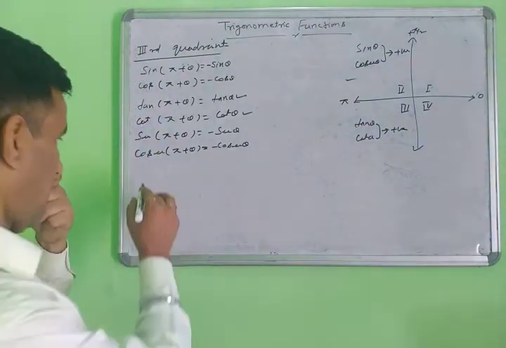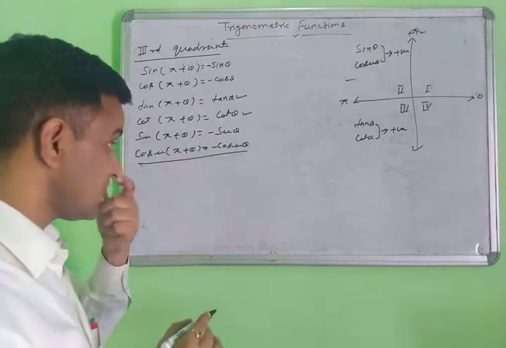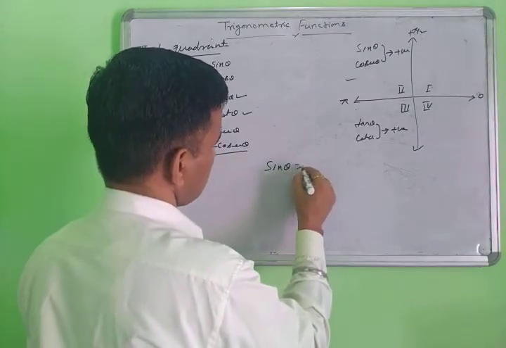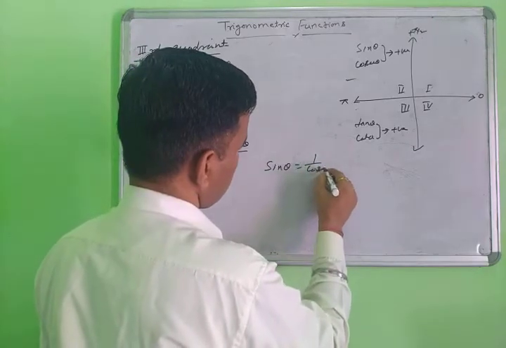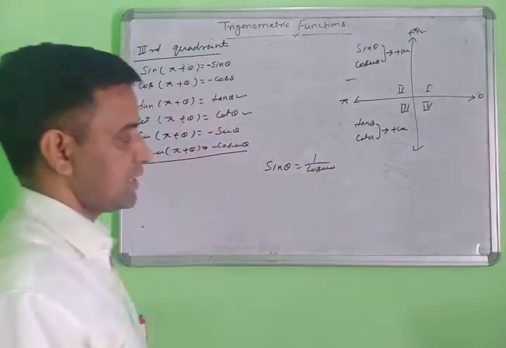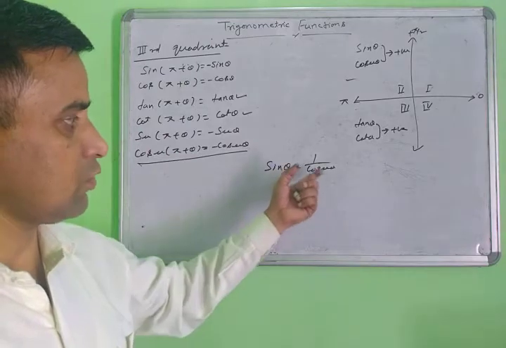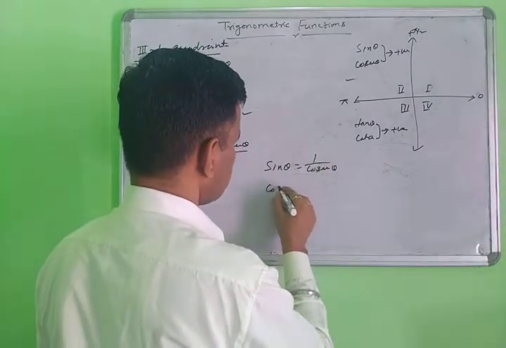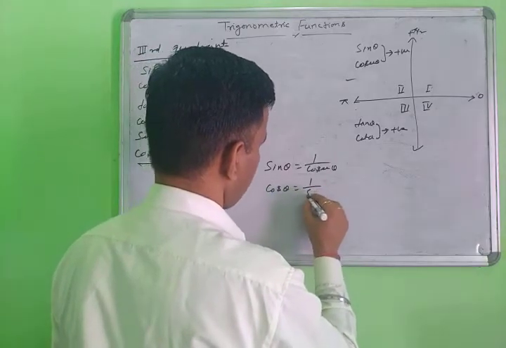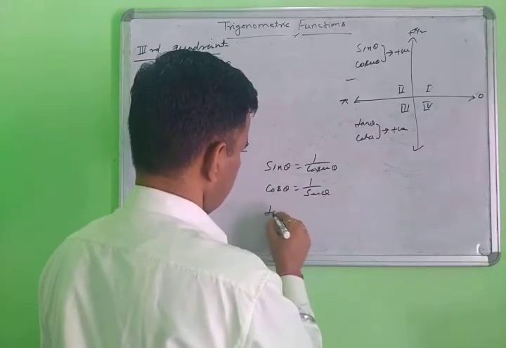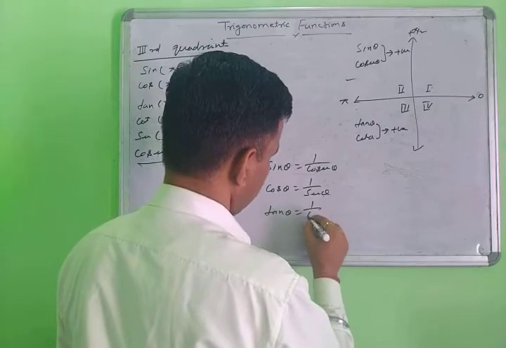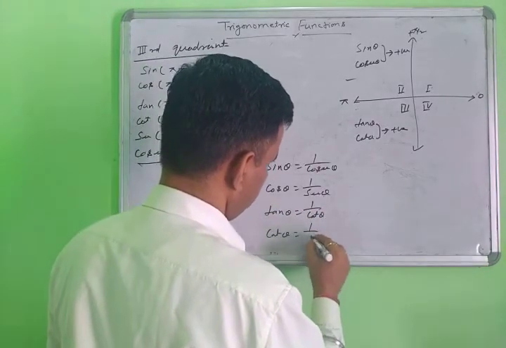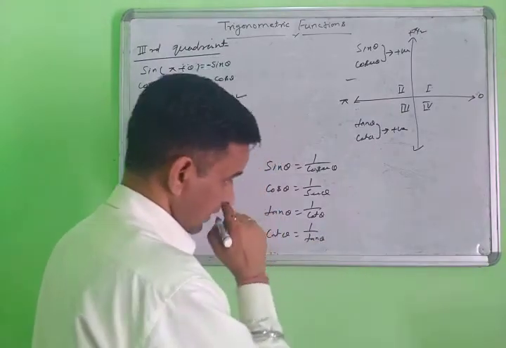Next, here you know some identities: sin theta equal to 1 upon cosec theta. This is a class 10 identity. And cos theta equal to 1 upon sec theta, tan theta equal to 1 upon cot theta, and cot theta equal to 1 upon tan theta.